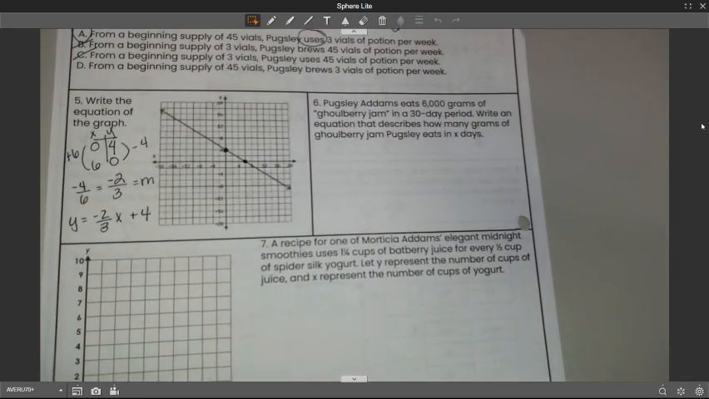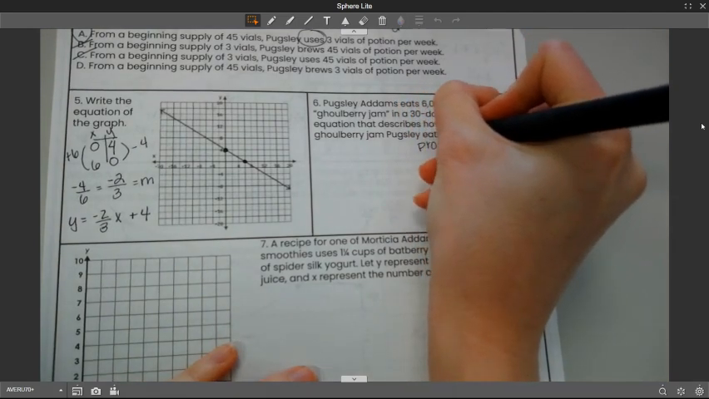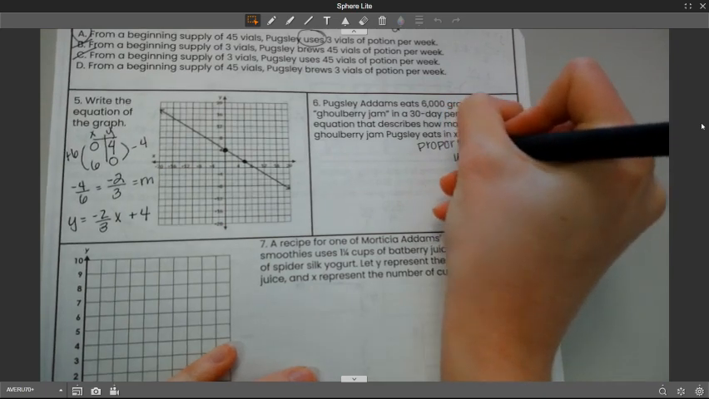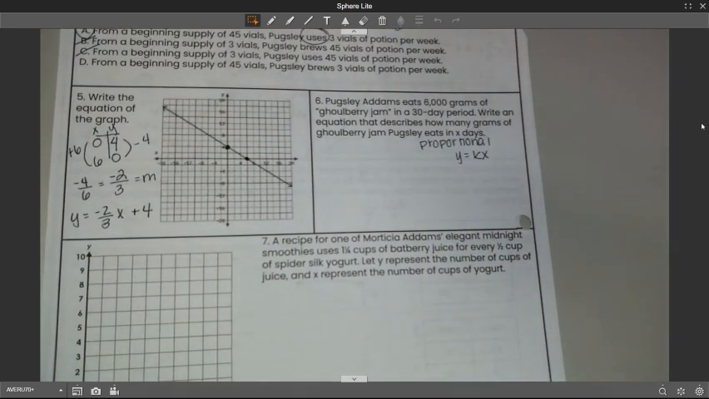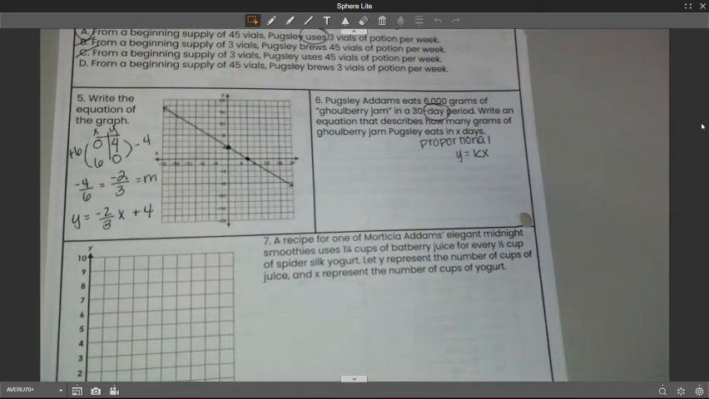Number 6, Pugsley Addams eats 6,000 grams of Goulberry jam in a 30-day period. Write an equation that describes how many grams of Goulberry jam Pugsley eats in x days. First thing we need to do is decide if this is proportional or non-proportional. I didn't tell you any kind of starting point, so we have to assume that this is proportional. No starting point, so we're going to use the equation y equals kx.